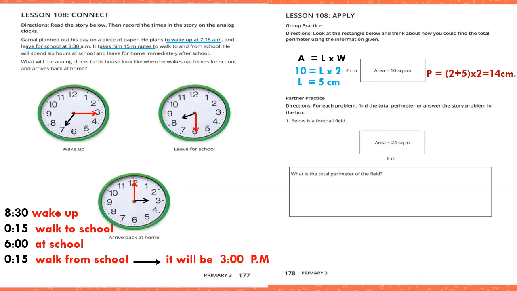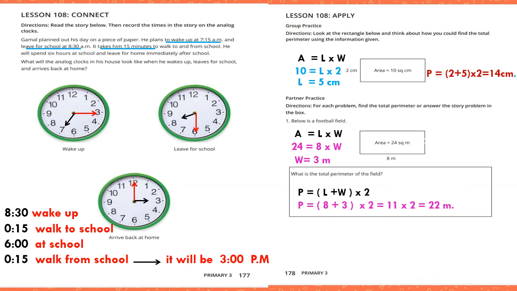The next one, a football field of area 24 square meters and length 8 meters. So to find the width, you will divide 24 by 8 equals 3 meters. What is the total perimeter of the field? The perimeter equals length plus width all times 2. So 8 plus 3 all times 2 equals 11 times 2 equals 22 meters.